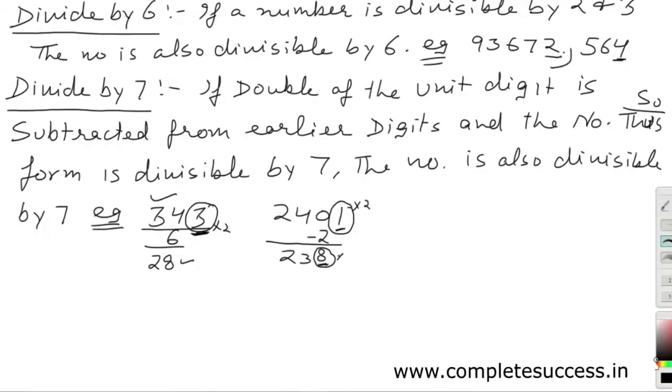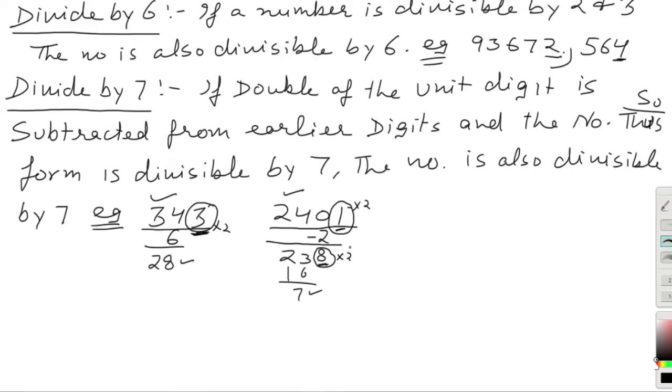8. What is the double of the unit digit? 16. So what is 23 minus 16? Is it divisible by 7? That means 2401 is divisible by 7. So if the number is big, we can continue this process until we get a 2-digit number. Is it clear? But we cannot further simplify it to a 1-digit number.